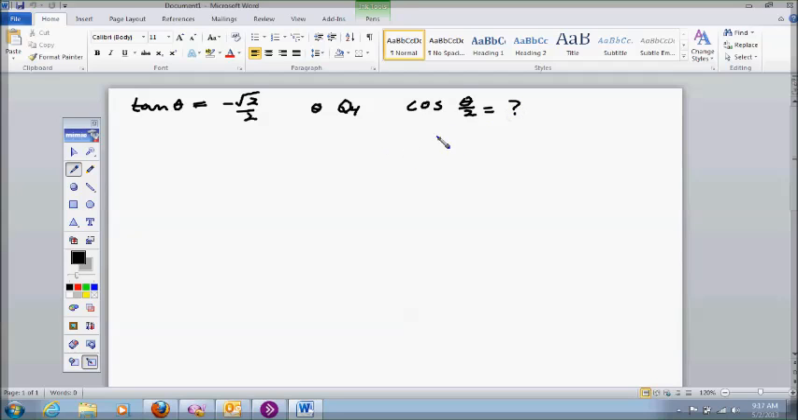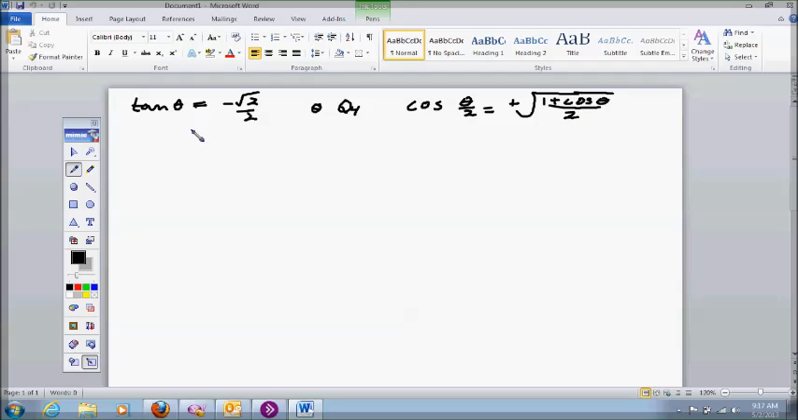And so my cosine theta halves, the identity that I'm given, cosine theta halves is equal to plus or minus square root 1 plus cosine theta over 2. And so if I want to find what cosine theta halves is, I need to know what cosine theta is so that I can plug that in there.